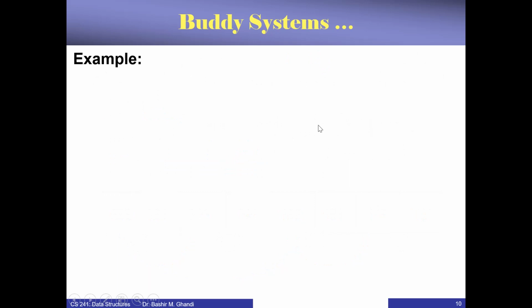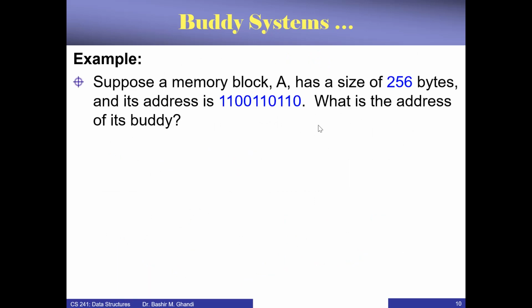I'm going to take another example, this time with a bigger block, just to make sure you understand this idea. Suppose a memory block A has a size of 256 bytes and its address is given as this.